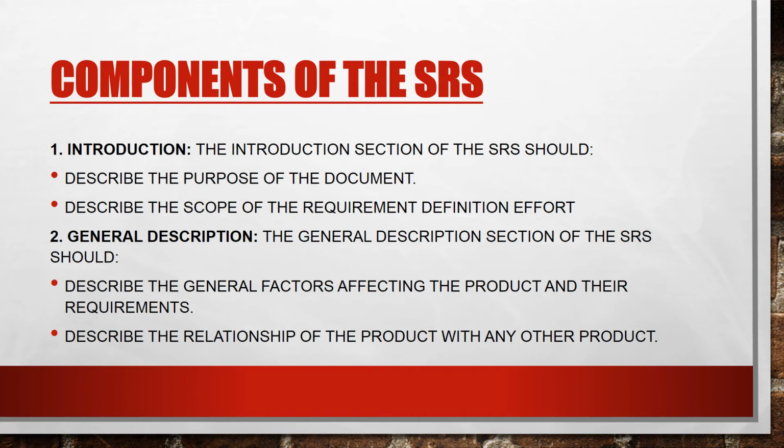Then the second part contains the general description. That means it provides all the objectives and describes all the requirements that are provided by the user, and it provides all the general characteristics of the users, like how the product that we are going to build will relate to other products and how it will relate to its environment. So what are the various factors that can affect the product development? All these factors are described in this general description part.